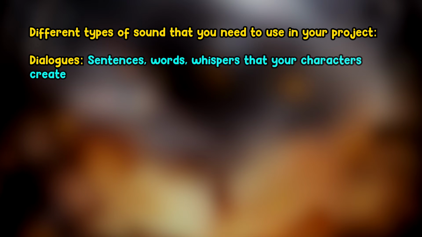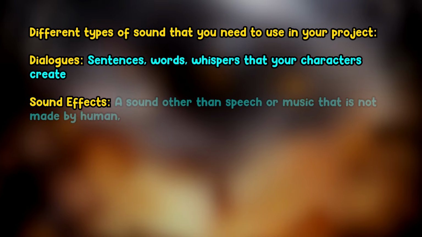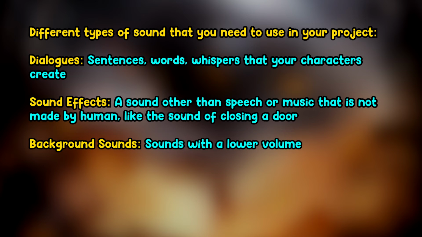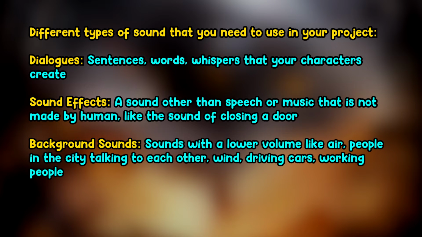And now I'm gonna talk about different types of sounds that you need to use in your project. First, we have dialogues. They are the sentences, words, whispers that your characters create. Next, we have sound effects. A sound effect is a sound other than speech or music that is not made by human, like the sound of closing a door. Next, we have background sounds. They are the sounds in our animation with a lower volume, like air, people in the city talking to each other, wind, driving cars, and working people.